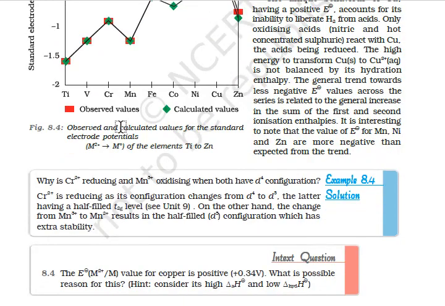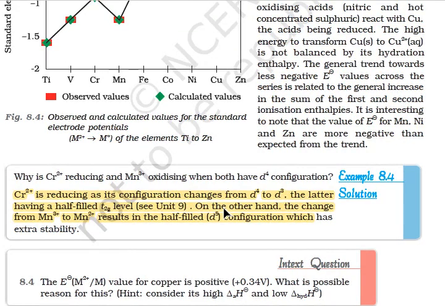Why is chromium 2 plus reducing and Mn3 plus oxidizing when both have a d4 configuration? The answer is that chromium 2 plus is reducing as its configuration changes from d4 to d3, the latter having a half-filled t2g energy level. On the other hand, the change from Mn3 plus to Mn2 plus results in the half-filled d5 configuration, which has extra stability, and hence Mn3 plus acts as an oxidizing agent, while chromium 2 plus is a reducing agent.